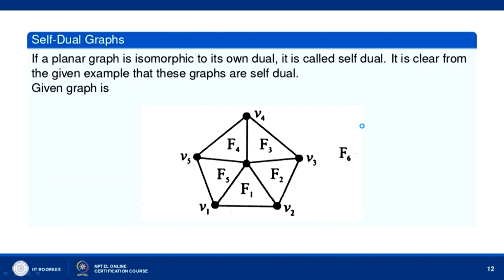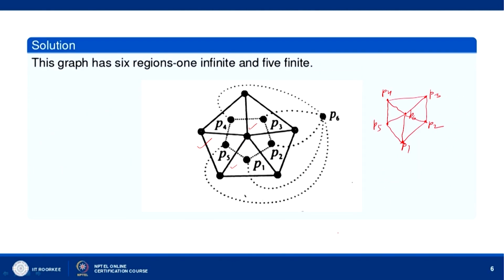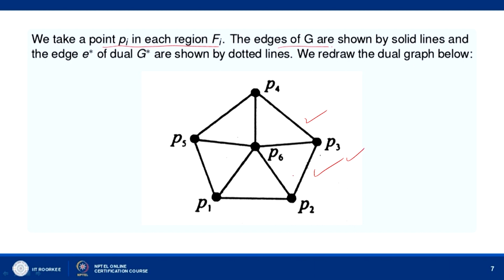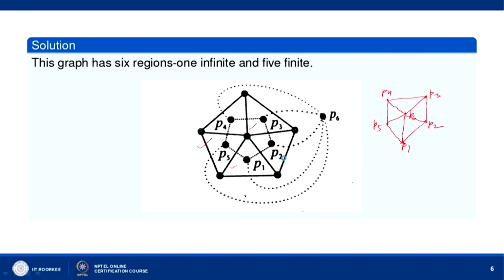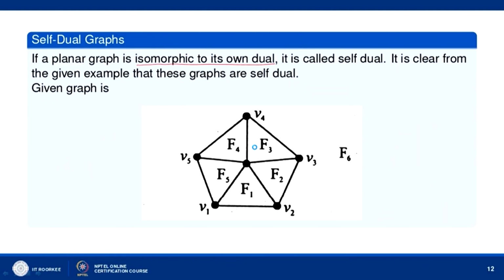Now, self dual graphs: if a planar graph is isomorphic to its own dual, it is called self dual. Let us look at this example, this graph we had. We obtained the dual graph like this, and you can see that this dual graph and the given graph are isomorphic. So, the given graph is called self dual. If a planar graph is isomorphic to its own dual, we call it self dual. So, the example 1 was a self dual graph.